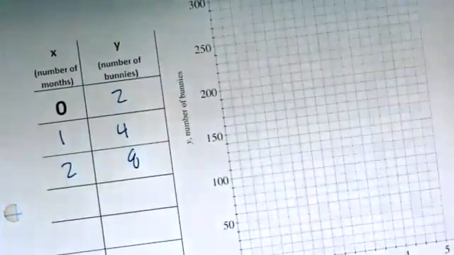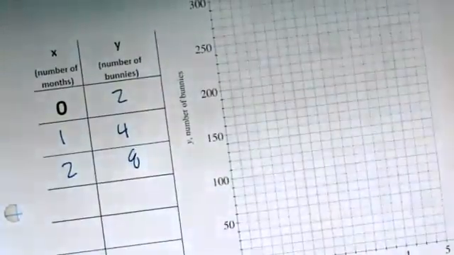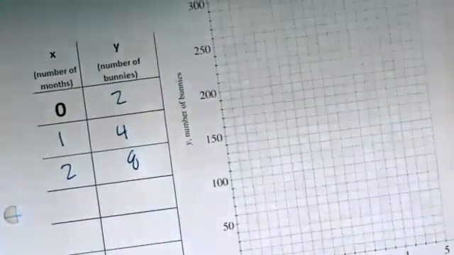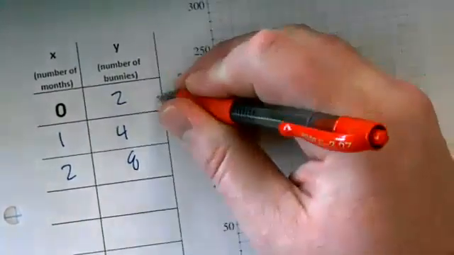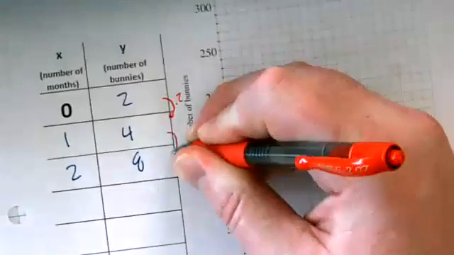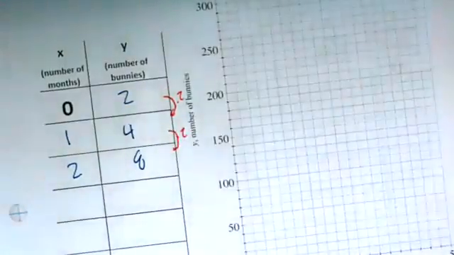What's the pattern you're seeing? Can you come grab a handout? Thank you. You're thinking we're multiplying by 2 each time? So times 2, times 2. So we think we're going to do that again?